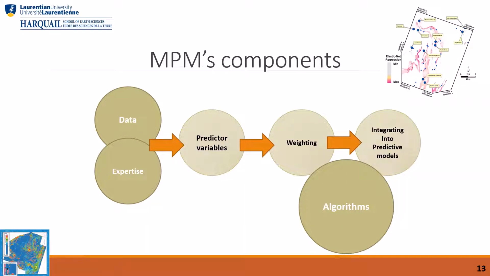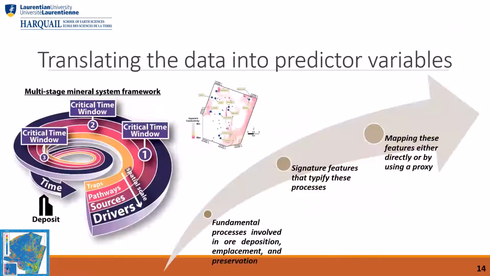So in short, we use data and expertise in order to develop evidence layers, or as we call them, predictor variables. Then we need to weight and synthesize those predictor variables in order to recognize patterns. And this is an example of a mineral potential map that has been developed.